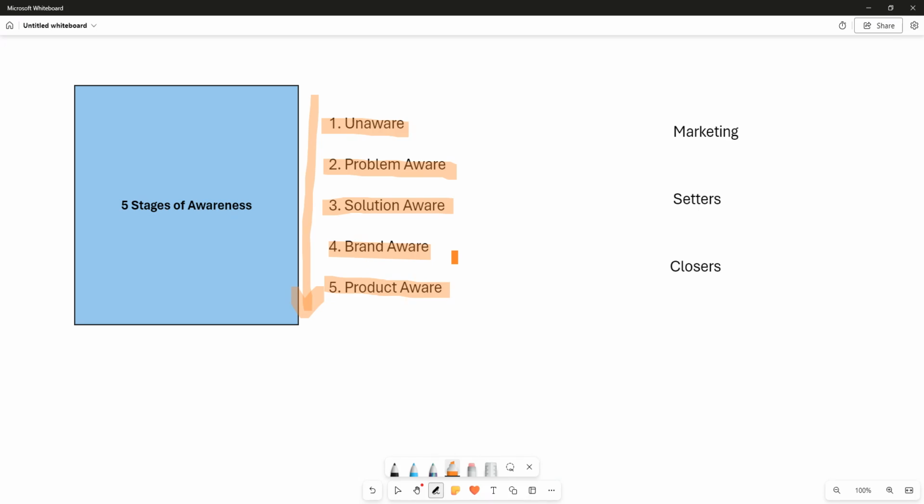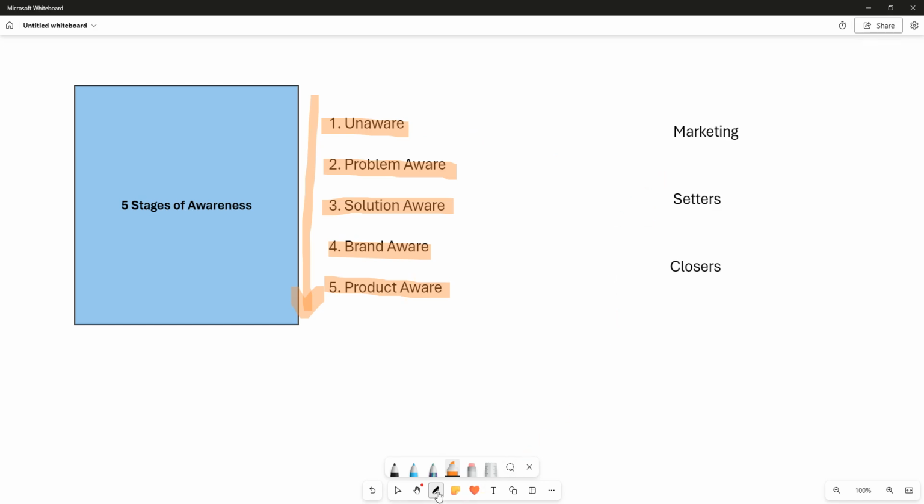Okay? Someone is not going to find out about your product if they don't know about your company. They're not going to find out about your company if they're not aware of a solution that your company could solve. They're not going to even be searching for a solution if they don't realize and admit that they have a problem. And they're not going to know that they have a problem if they're just lackadaisically going through life, not realizing that they have a problem that's right in front of their face. Okay? So if prospects are not getting through these 5 stages of awareness throughout your acquisition process, they're never going to buy.